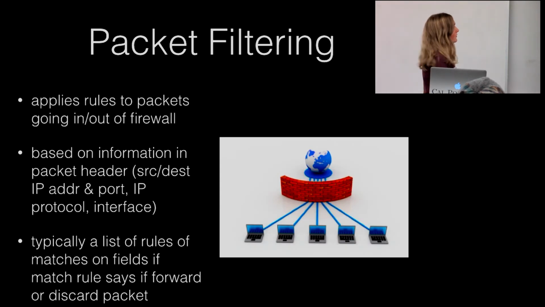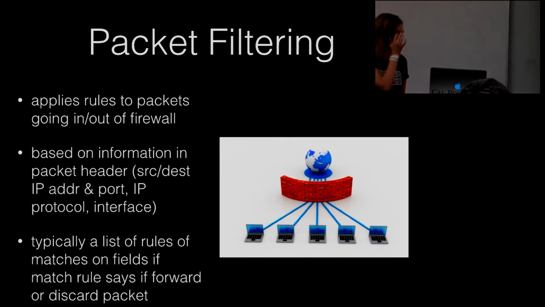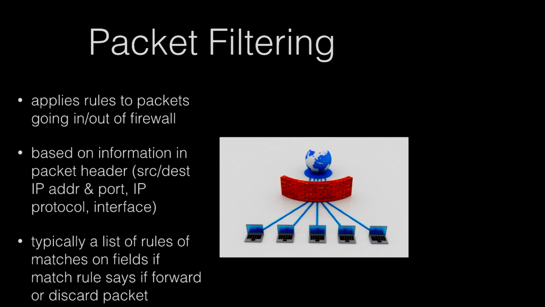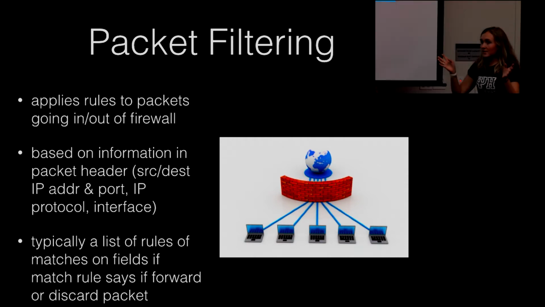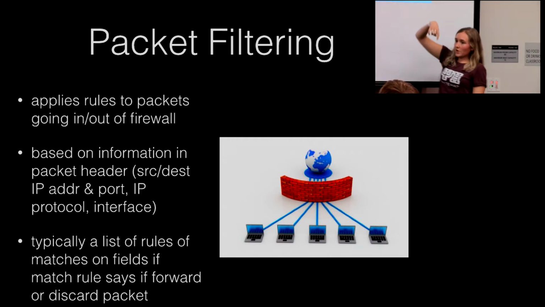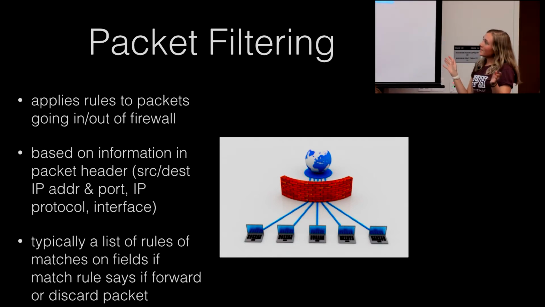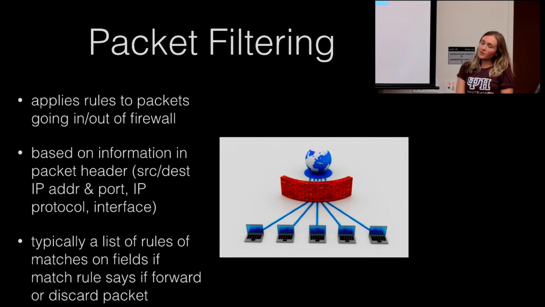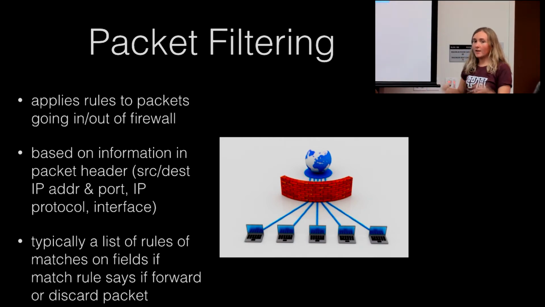So here's a good graphic of what I was talking about earlier. You have your outside world, your untrusted network, and then you have your firewall protecting all of your machines on your internal network. Packet filtering applies rules to all of the IP packets coming through the wall and says, based on their source and destination IP address, their port, their IP protocol, and their interface, to either drop them and not let them go through, or to forward them on and let them go through.